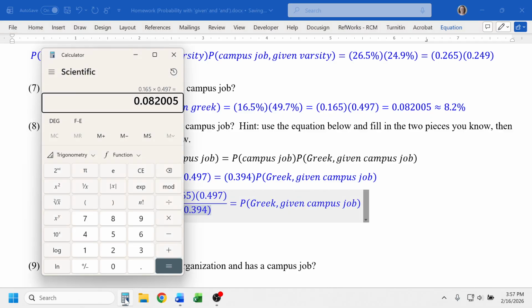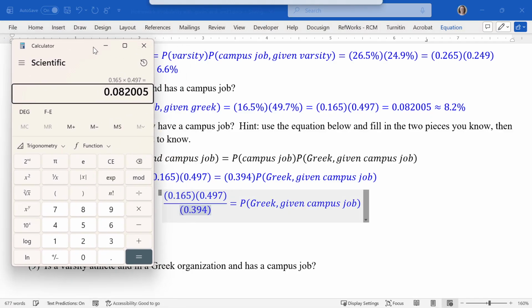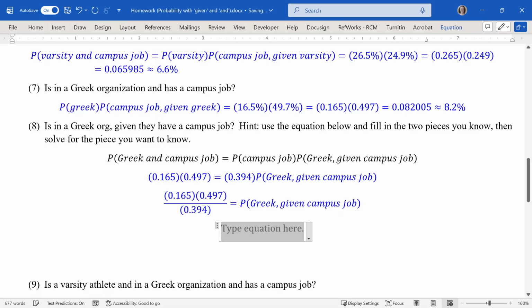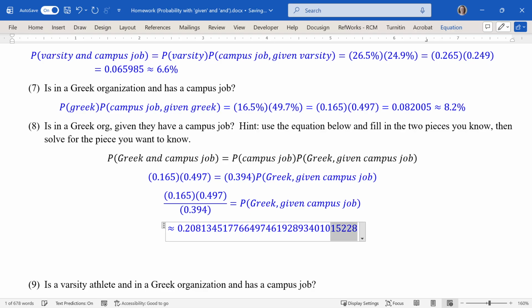I'll just get the calculator out and do it. So actually I already have the calculation right here. This is 0.165 times 0.497, and then I'm going to divide that by 0.394, and I get 0.208. So this is approximately, whoa, that's really long. I'm just going to round off right there. So approximately 20.8%.